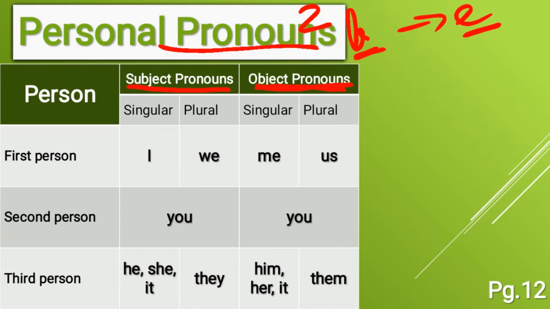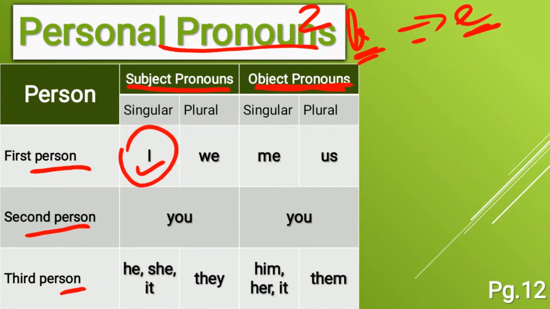You know that for the subject we have first person, second person and third person. First person singular is I. Let me say one thing, my dear children. Whenever you write I, whether in the beginning, middle or end of the sentence, it should be in uppercase. I should be written as a capital letter. Do you know that? Don't forget.